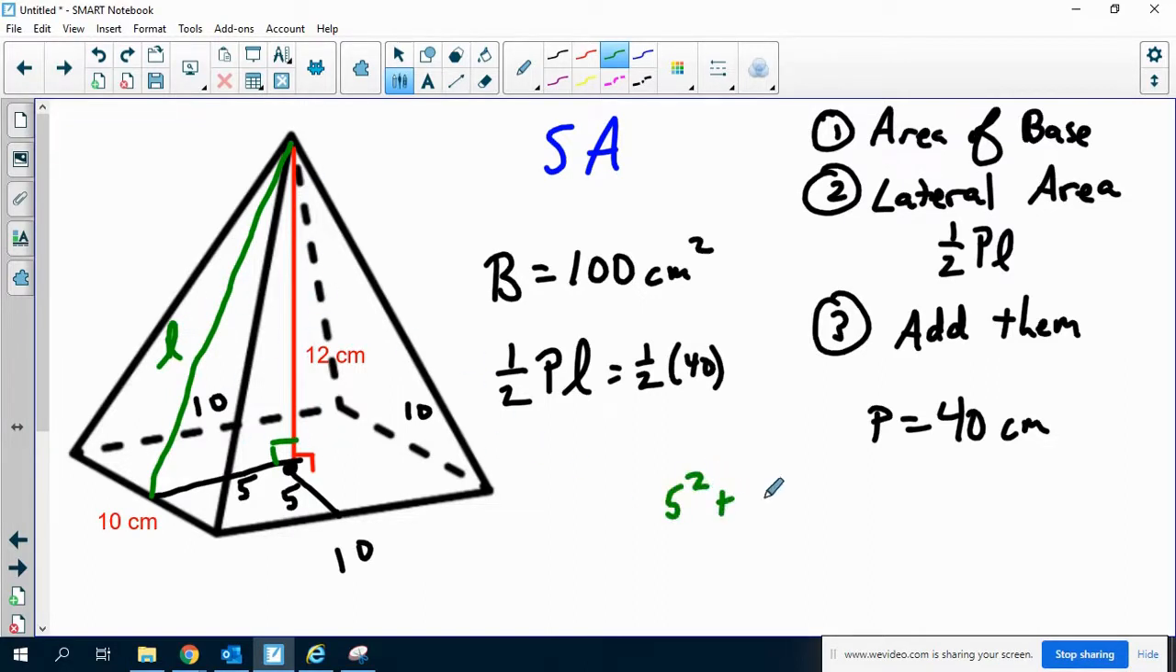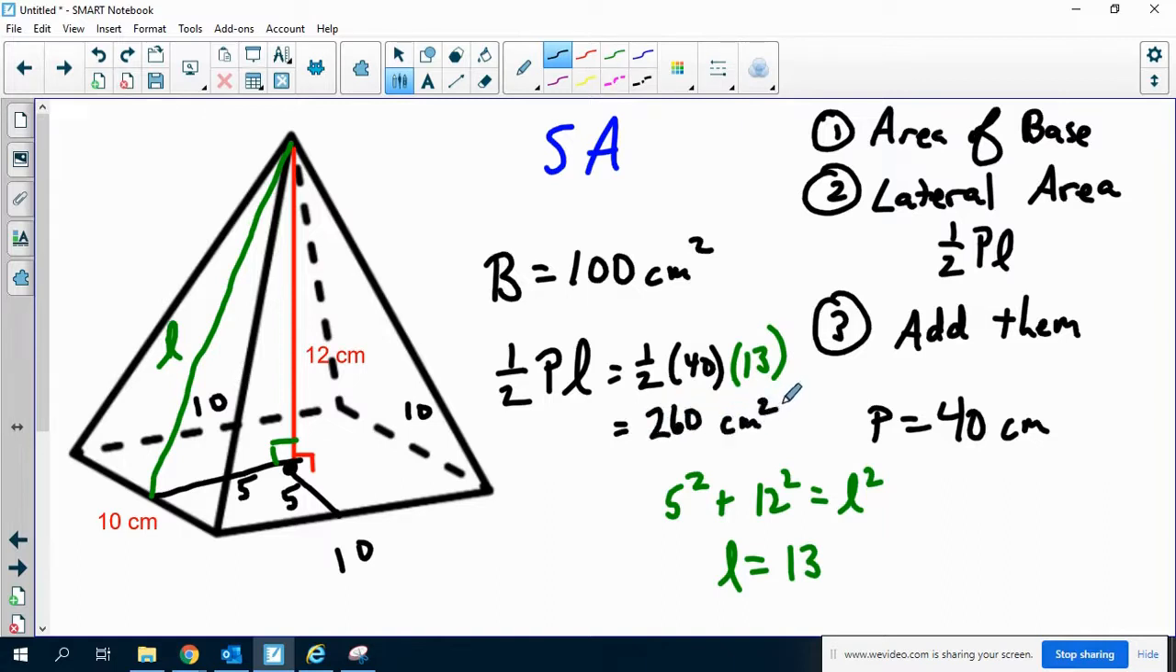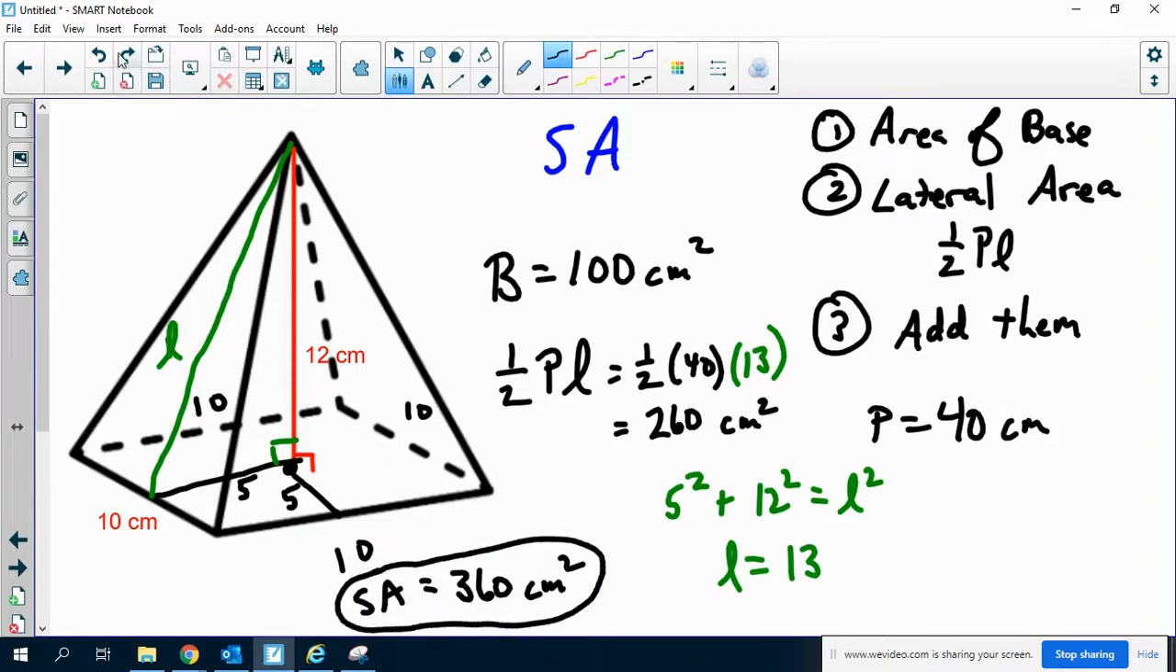So 5 squared plus 12 squared equals L squared. When I solve the Pythagorean theorem, I get L equals 13. So I'm going to put that here. 1/2 times 40 times 13 is the same thing as 20 times 13, which is 260 centimeters squared. Then I add together B plus 1/2 PL, so I add these two things together, and I get 360 centimeters squared as the surface area of this square pyramid.